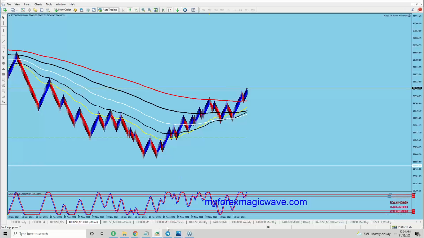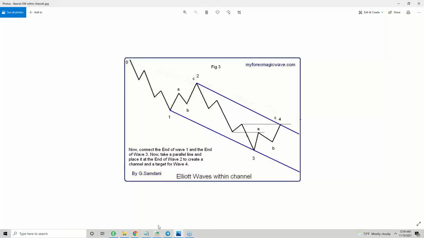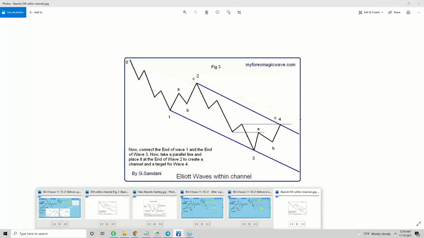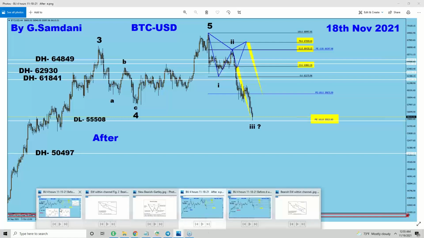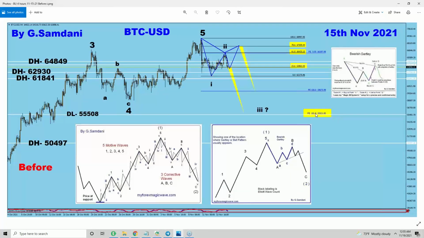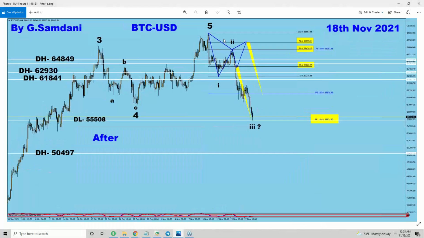So what happened to this chart? Let me show it to you. This is the live chart, what's happening right now. Just a little while ago, it came down all the way straight to hit my exact target, 161.8%. That was the target shown here, 161%, and also 55508. That was the target for wave 3, and it hit the target to the pip already.